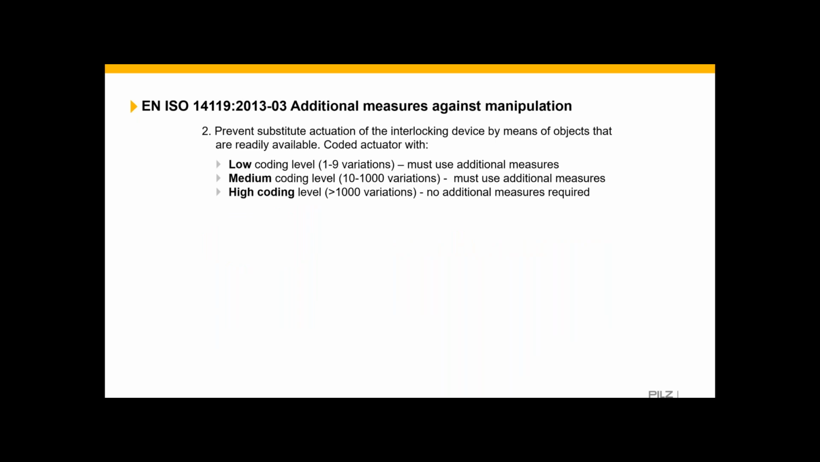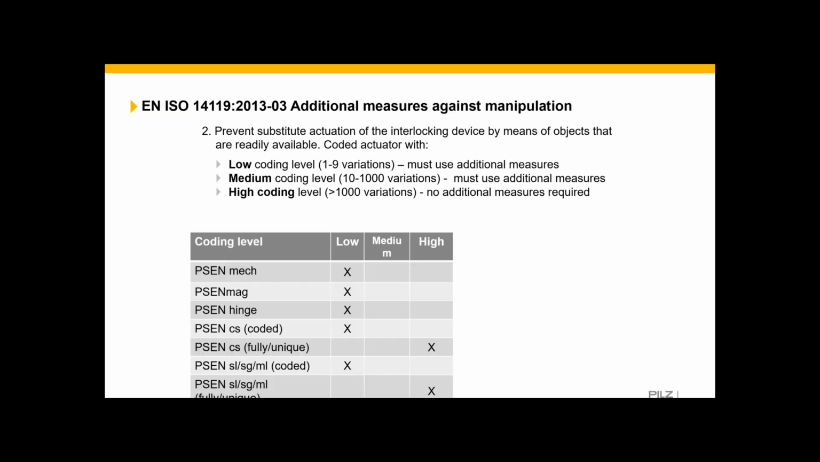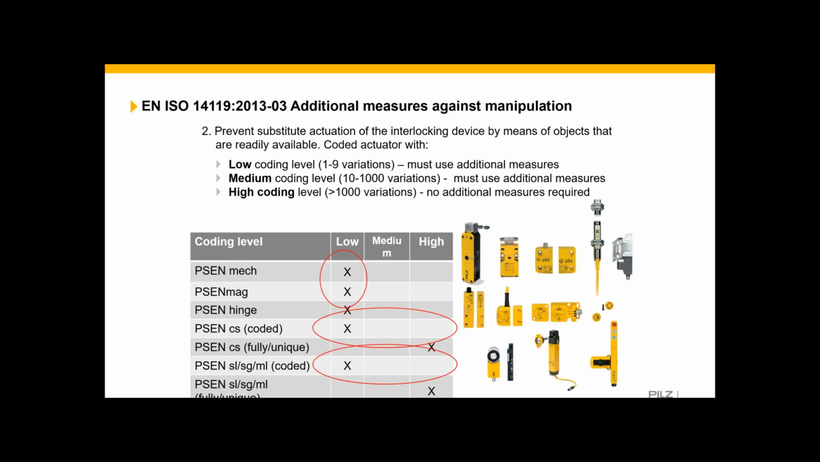So we can prevent substitute actuation of the interlocking device, as mentioned earlier, by means of objects that are readily available, and we can use coded actuators with those. As mentioned earlier, we have 3 levels of coding. Low-level coding covers magnetic reed switch types and reteachable RFID type interlocks. Medium covers trap key systems and limited RFID systems, and high covers uniquely coded RFID. And for some PILT products, just listed here, we have low, medium, and high.